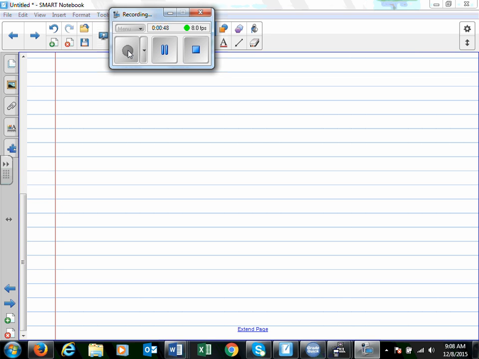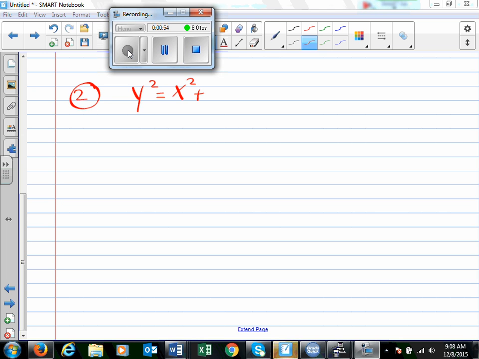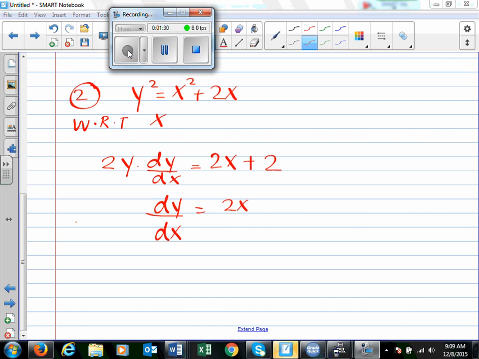The second one, you need to use implicit differentiation to find the derivative of this. So we need to do both sides, right? To find the derivative with respect to x on both sides, the derivative on the left is 2y dy over dx equals 2x plus 2. Correct. So divide. After this point, you need to find dy over dx. Dy over dx equals 2x plus 2.